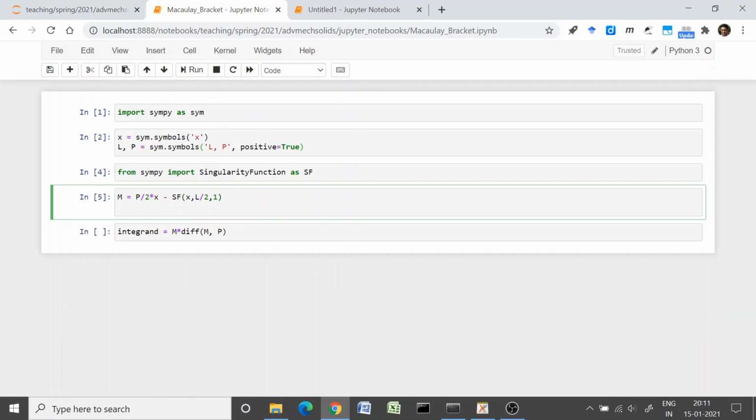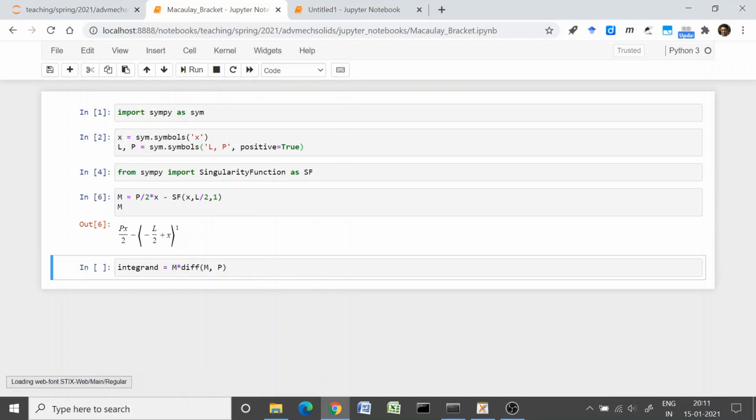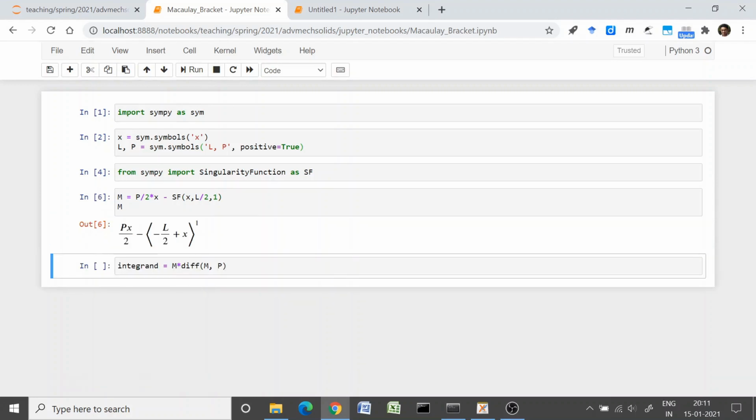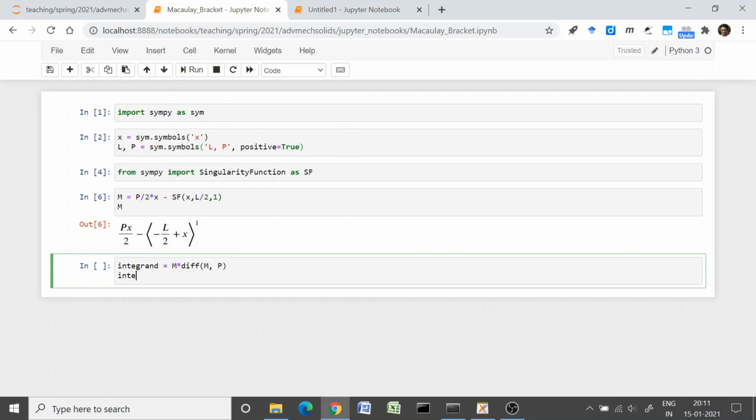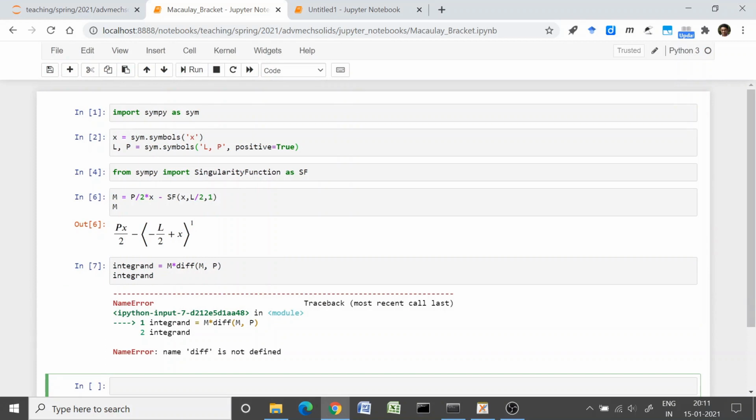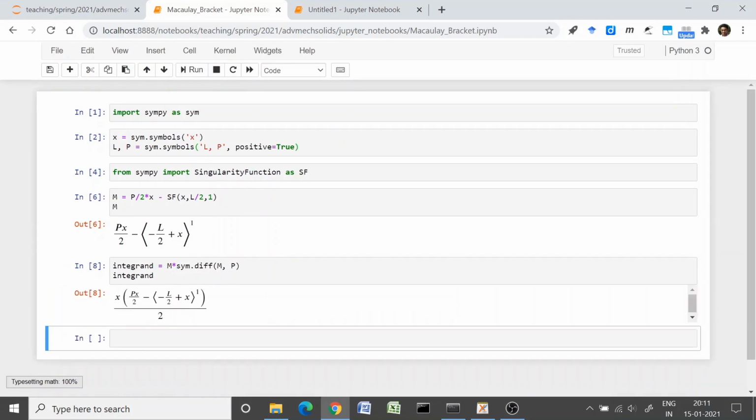Okay, so suppose I want to display M. So you see, this is very nicely displayed. There's no problem. Now, what about this integrand? What does it show? Sorry, I have to write it as sim.diff. Okay, so it is showing us like this.